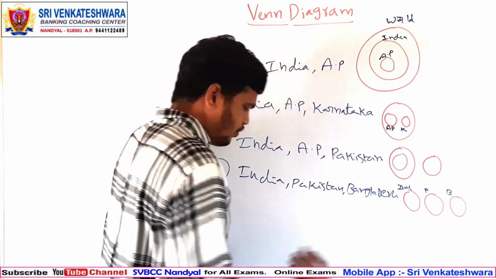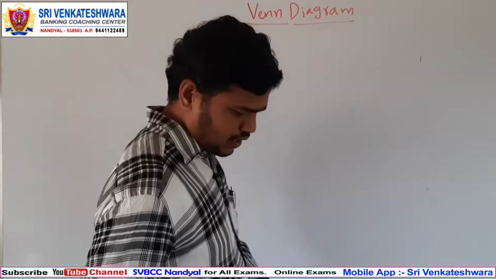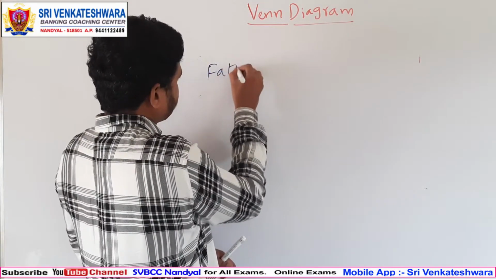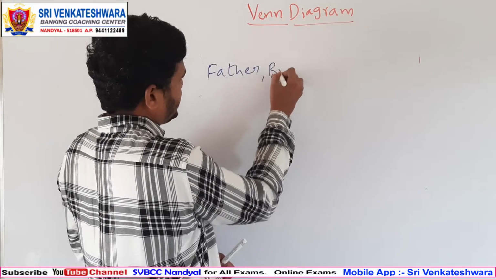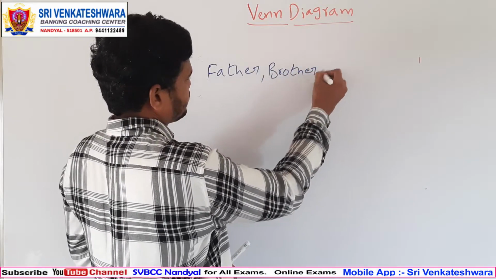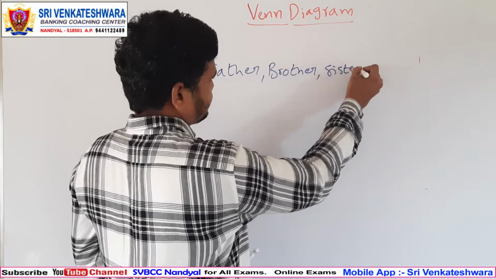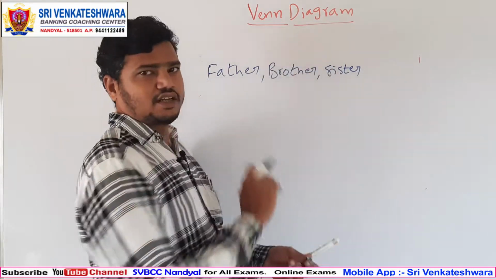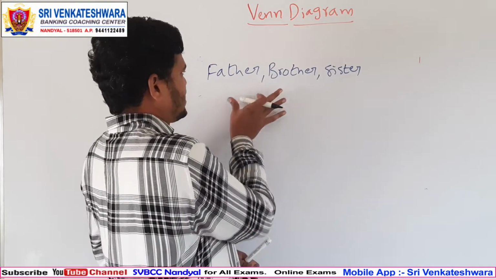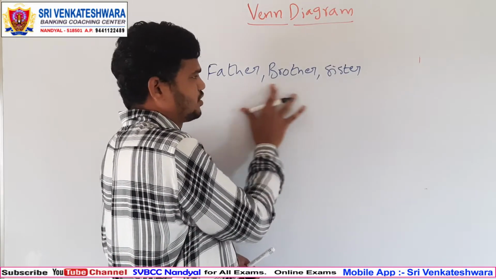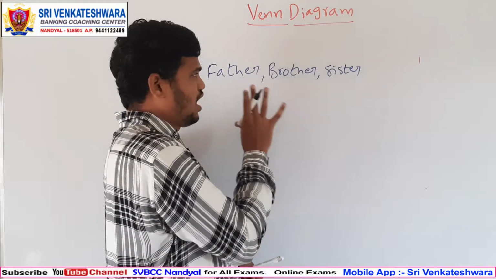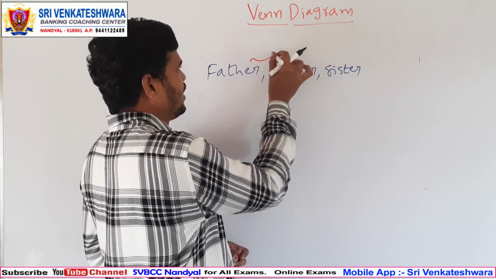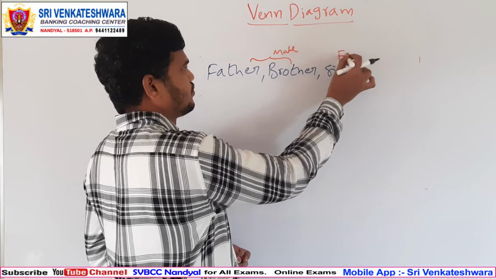Now, for example, take father, brother, sister. First of all, you need to observe the relationship of these. The common relationship of these is what? Father and brother are male, and sister is female.